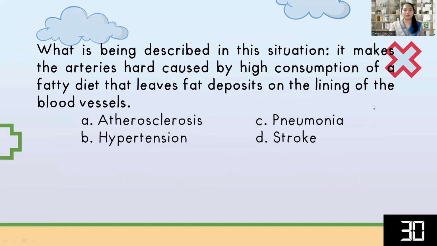What is being described in the situation? It makes the arteries hard, caused by consumption of the fatty diet that leaves fat deposits on the lining of the blood vessels. A. Atherosclerosis. B. Hypertension. C. Pneumonia. D. Stroke. Please key in your answer in the comment section.